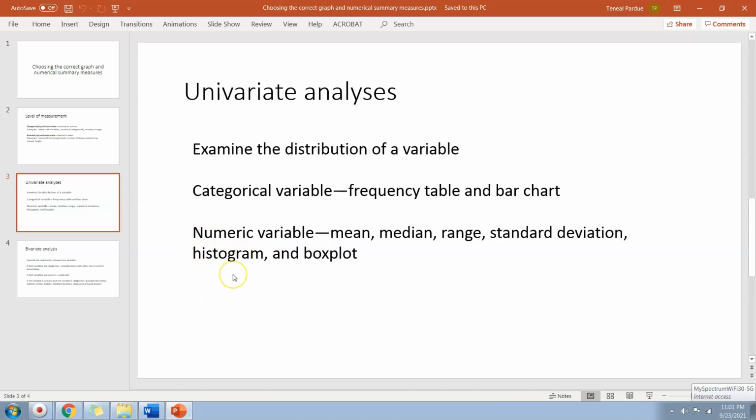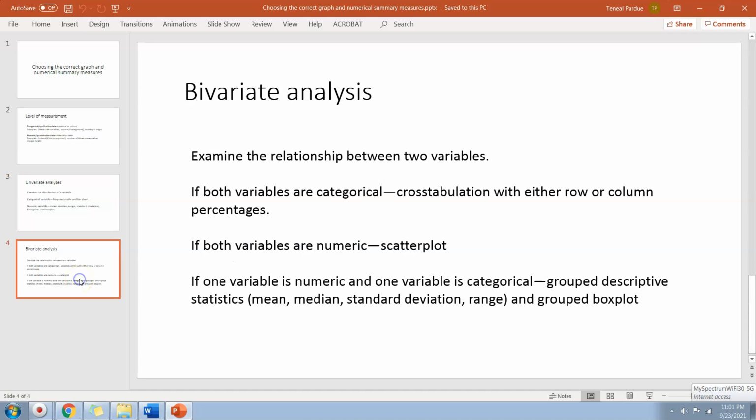For the histogram, you can state the shape, whether it's approximately mound shaped, whether it's skewed to the right, skewed to the left, bimodal. For the box plot, you can talk about especially the outliers. All right, so that's the univariate analysis.